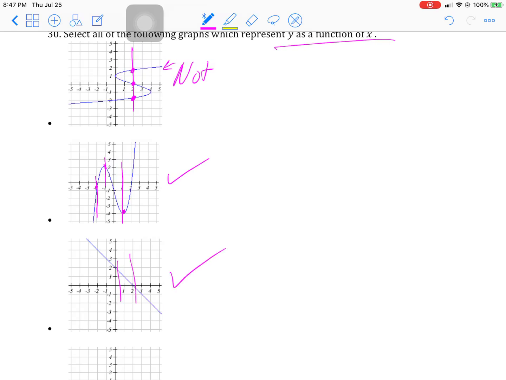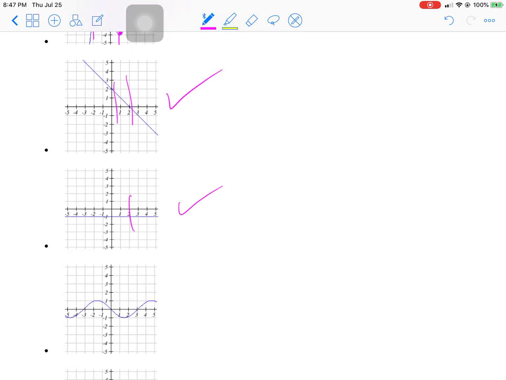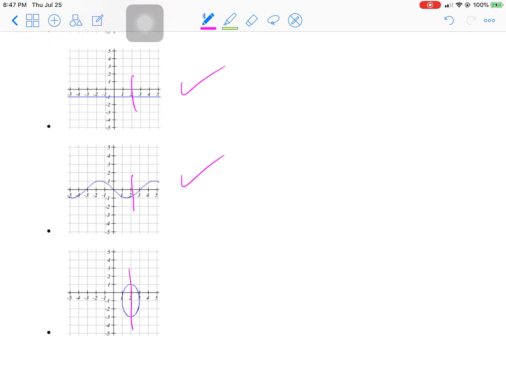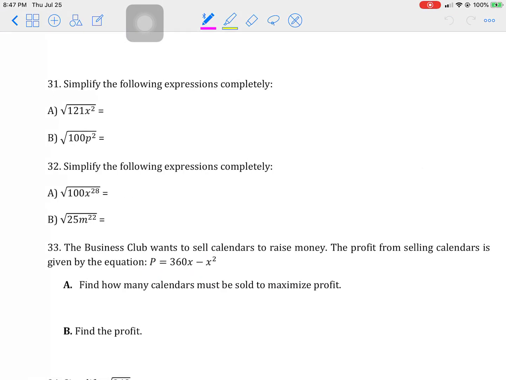Same with that one. Same with that one. And same with that one. This one, though, if you draw a straight line through, you hit it in more than one place. All these vertical lines hit it twice. So this one's not a function. All right, page number 31. Let's do a few of these.